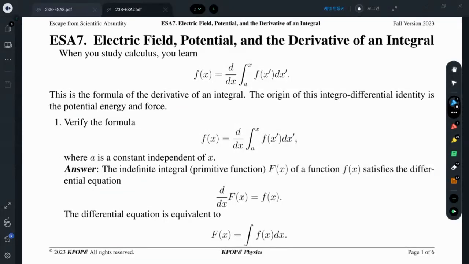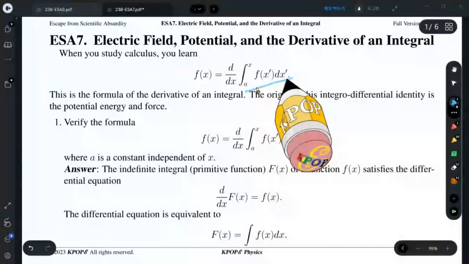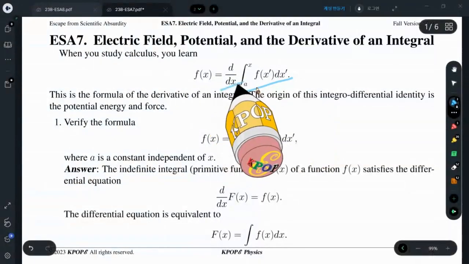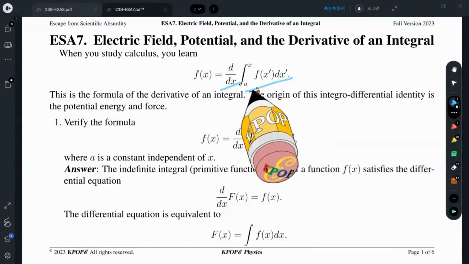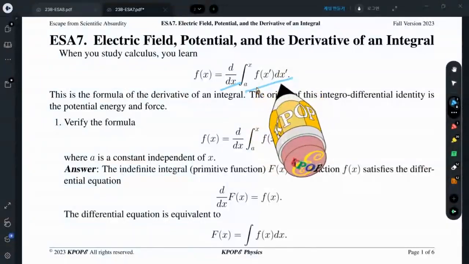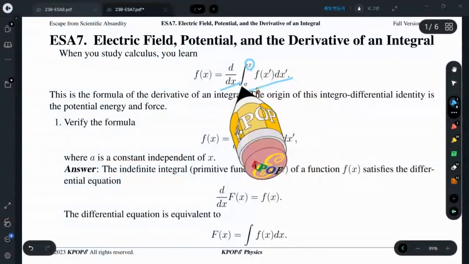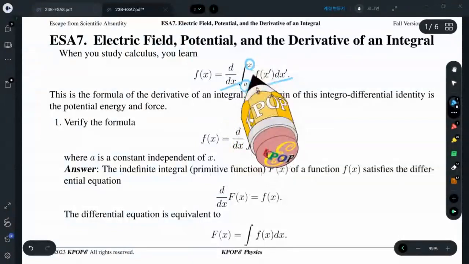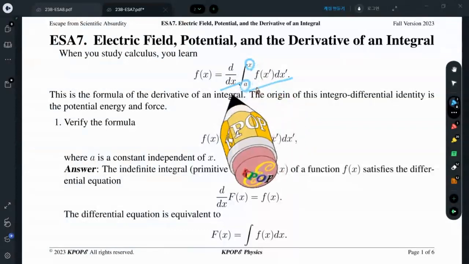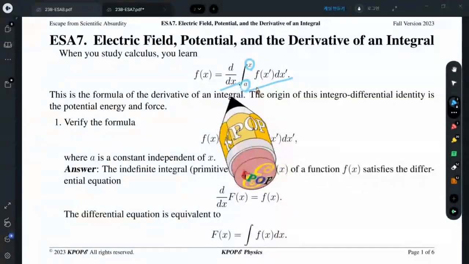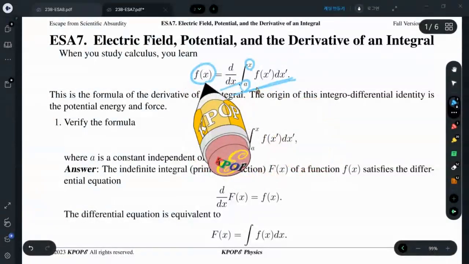So the calculation of potential involves a definite integral, and then the calculation of the electric field from the potential involves the derivative. In high school, we learned how to compute this definite integral whose upper and lower limit depends on the variable x. And actually, if you take the derivative with respect to x, this is nothing but the function itself.